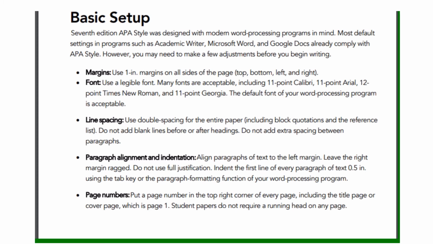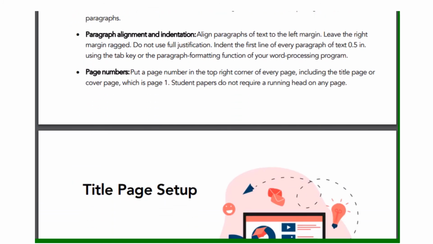APA style requires page numbers in the top right corner of every page, including the title page or the cover page. For this essay, we don't require a running head on any page, which is like a header that appears on every page. We don't require it, but if you'd like to add it, feel free to do that.